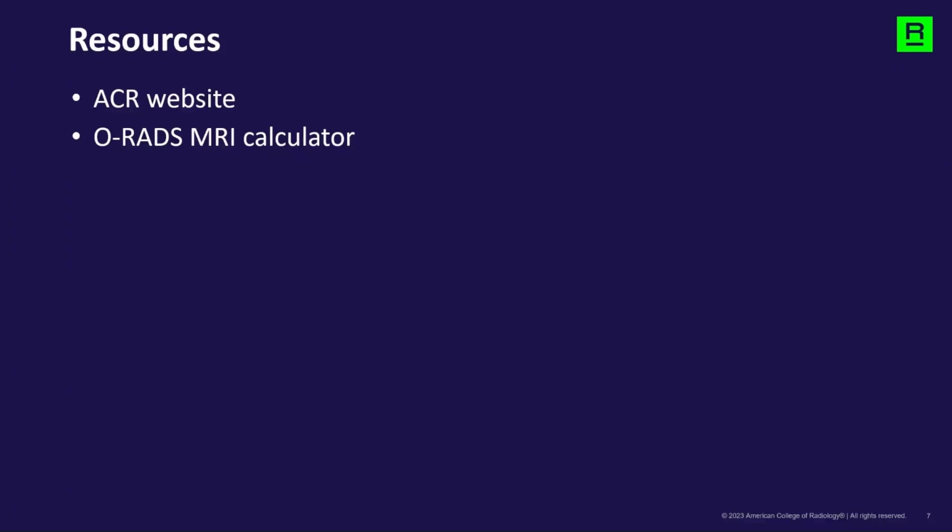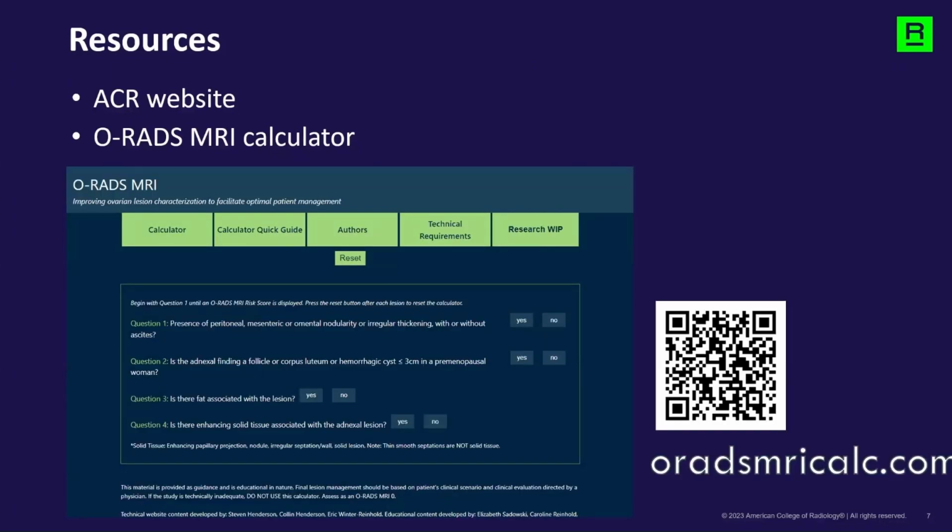Another great resource is the O-Rads MRI calculator. This is a web-based calculator that can be accessed at oradsmricalc.com using this QR code or following the link on the ACR O-Rads website. This uses an algorithmic approach to assist in assigning a risk score. This is a great tool to use, especially when you are first starting to learn the O-Rads MRI lexicon and descriptors, as it reinforces important concepts. As you can see from the screenshot, there are 4 straightforward questions that serve as the foundation for the MRI calculator.